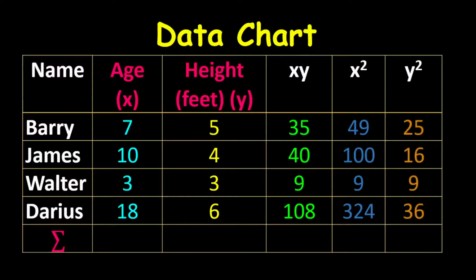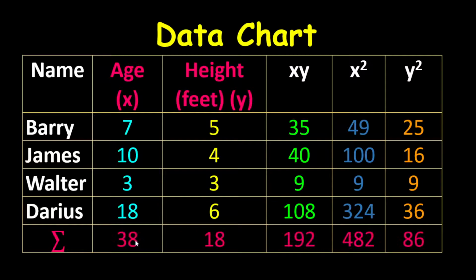And what we'll get here is 5 squared is 25, 4 squared is 16, 3 squared is 9, 6 squared is 36. And then once you have done that, you want to add each column, which means you're going to find the sum of each column. So quickly, let's fill that out.